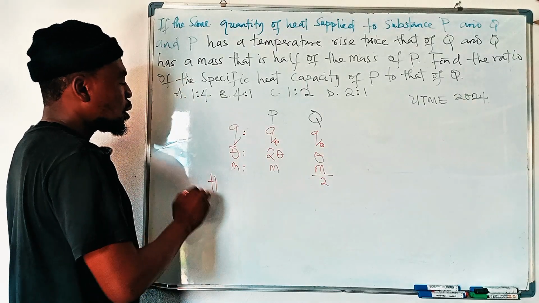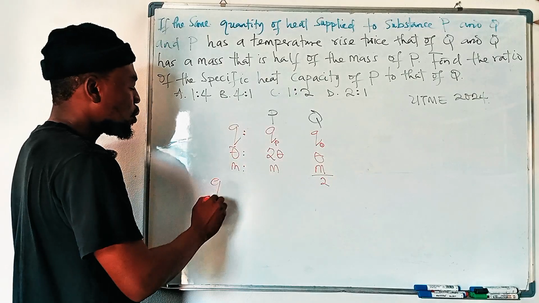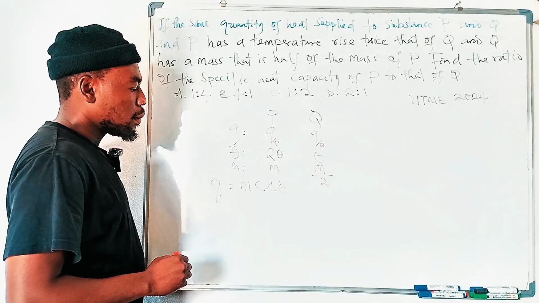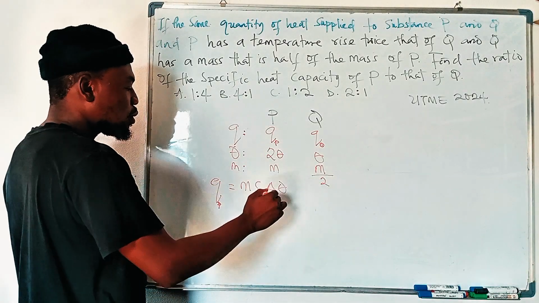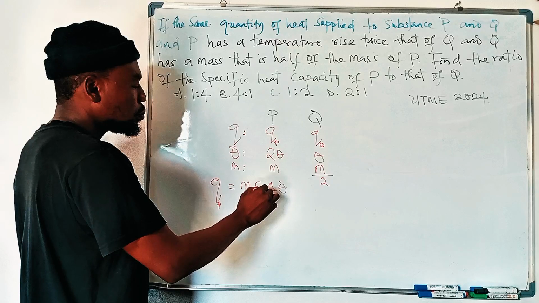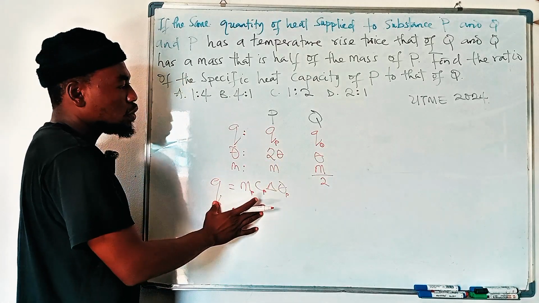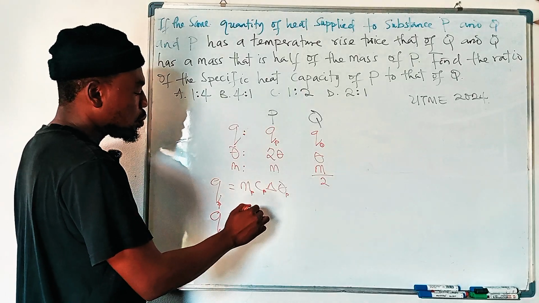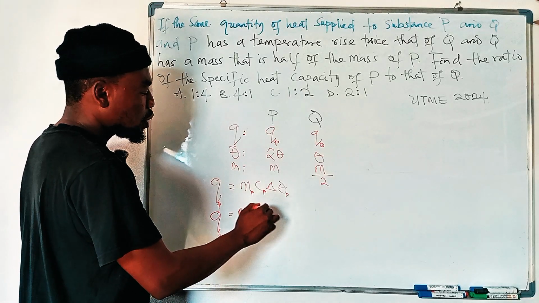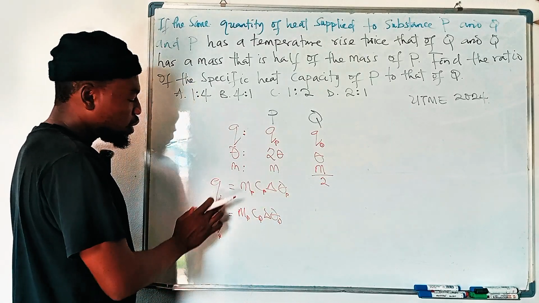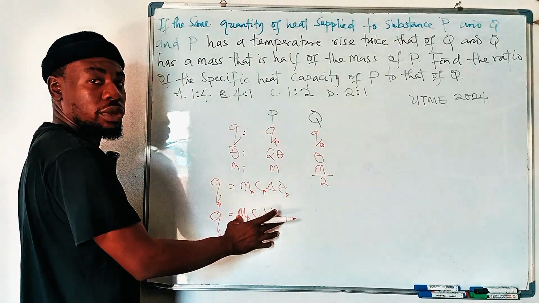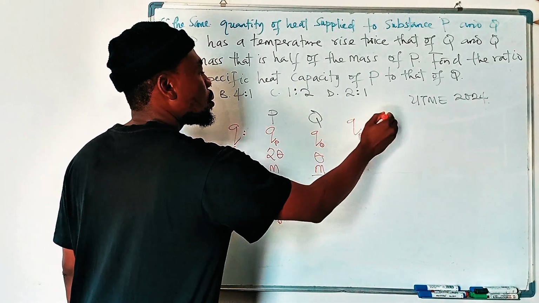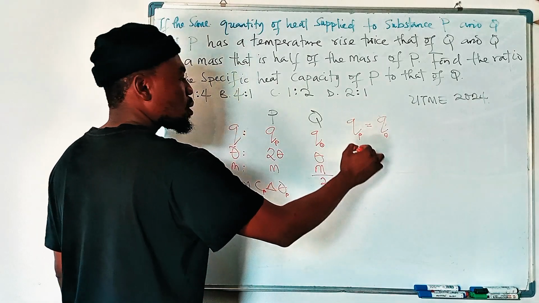Quantity of heat is given by, let me use q since we're using Q here, q is equal to what? MC change in theta. Right? So if the same quantity of heat is passed, this is the quantity of heat for P, and the quantity of heat for Q is equal to MQ CQ change in theta Q. So if this quantity of heat is the same as this, I can equate it. It means that qP is equal to what? qQ.